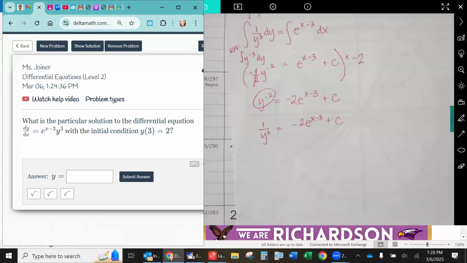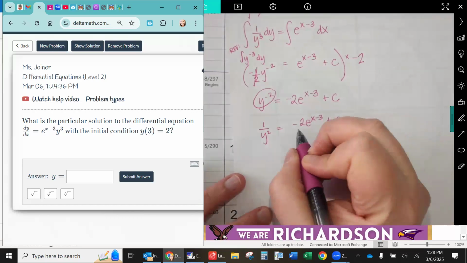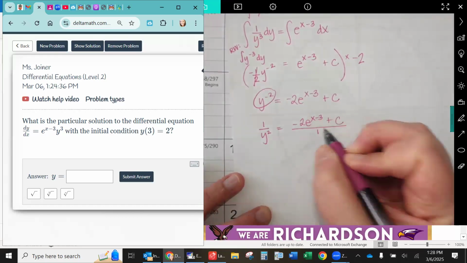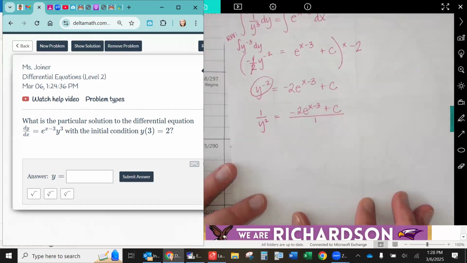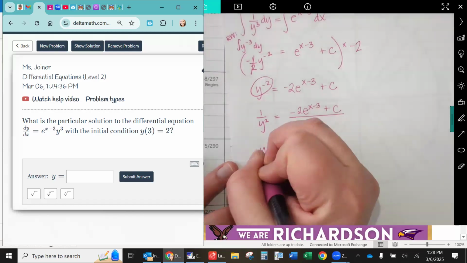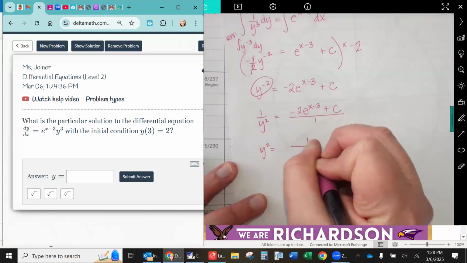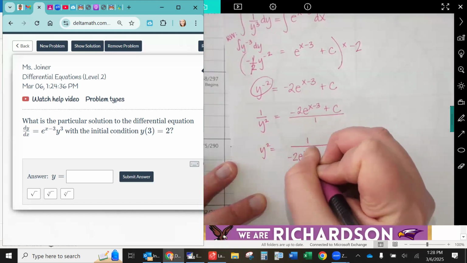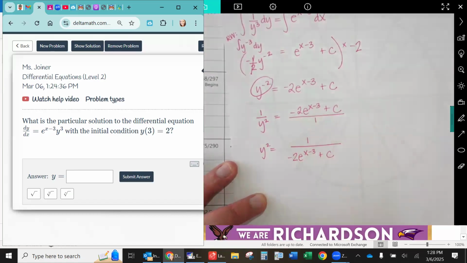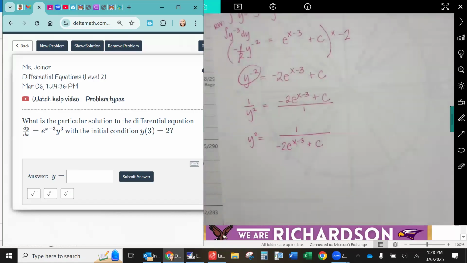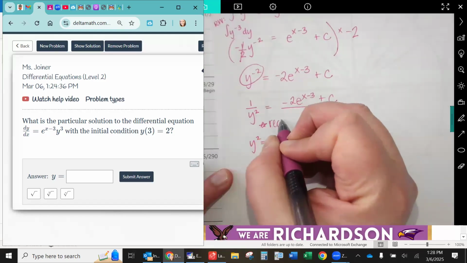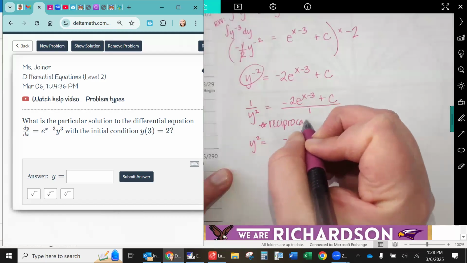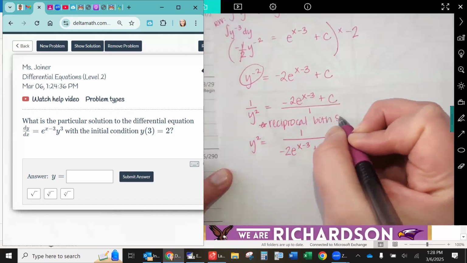And if there's nothing on the bottom, what can I always put on the bottom? A 1. So I'm going to put this on the bottom as a 1, so that now I can essentially just flip both sides. So my 1 over y squared is now just a y squared. And this is now a 1 over, and then all the stuff that was already over there. So that's what we have so far. And then if you want to make a little note, we're going to reciprocal both sides. Okay, from there, what would we do to get rid of the squared?